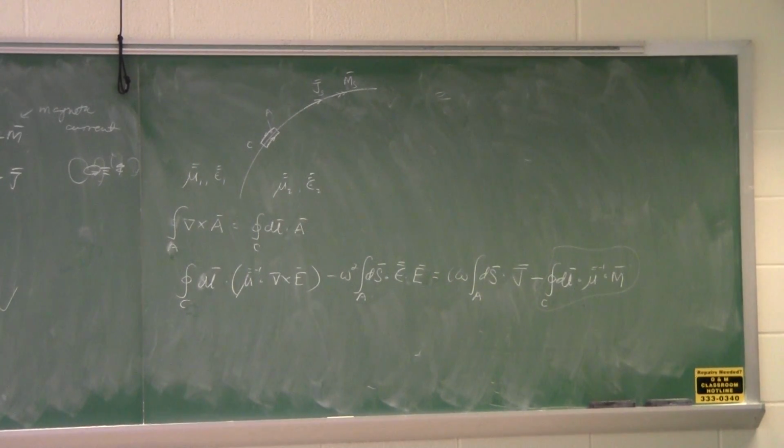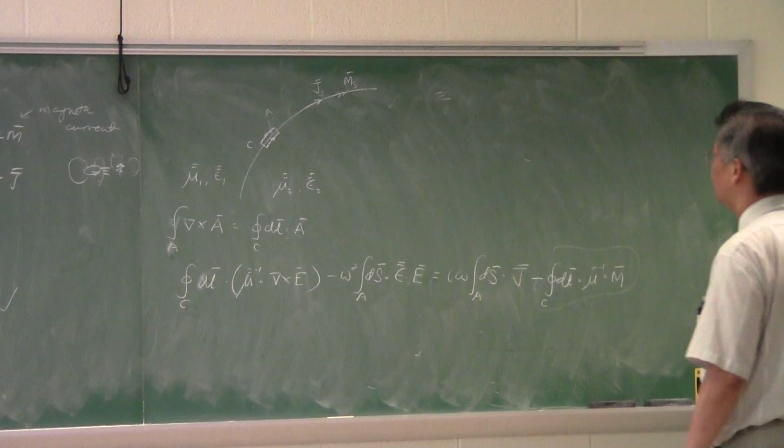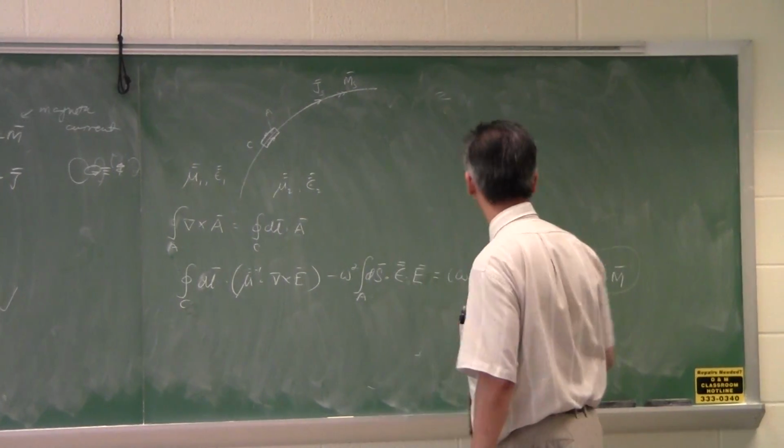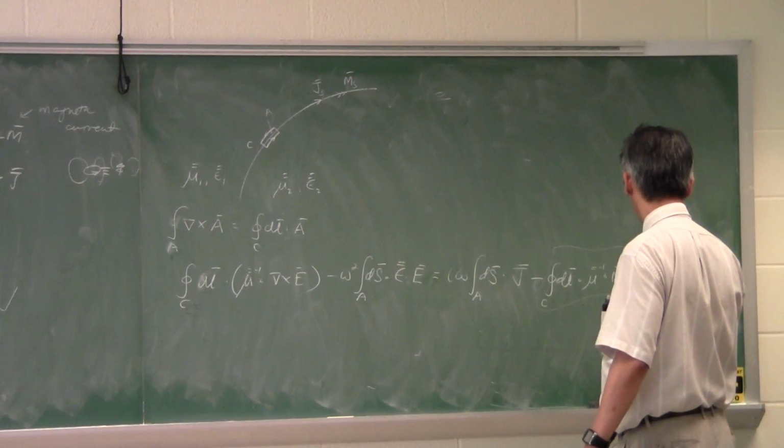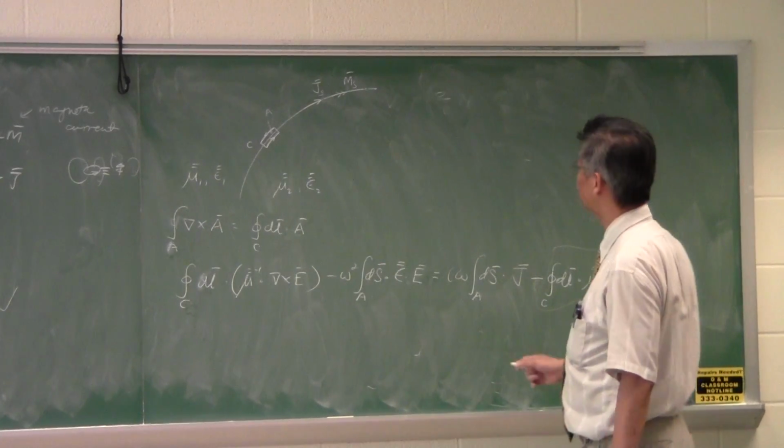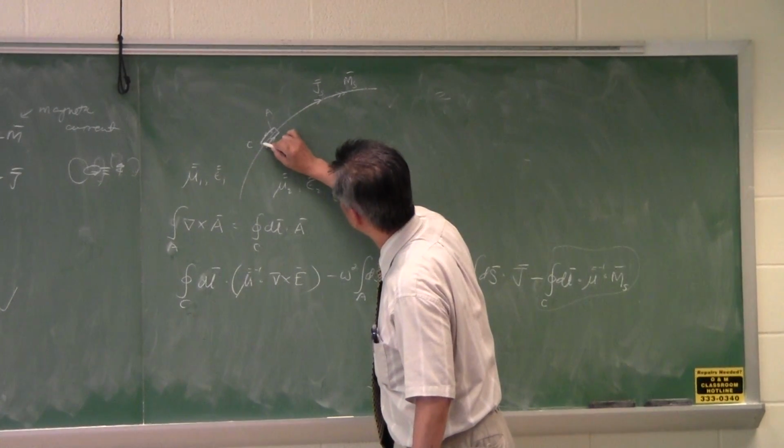Why is that equal to 0? Because any currents that I have in this system are surface currents. This current will only reside on this surface.